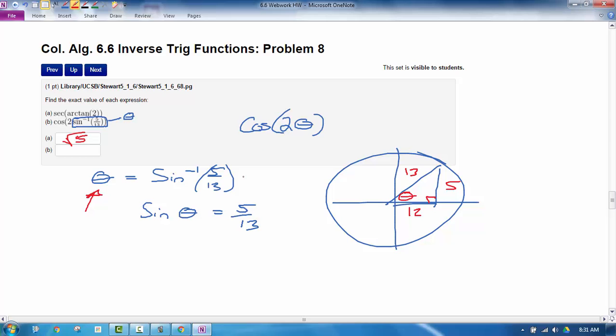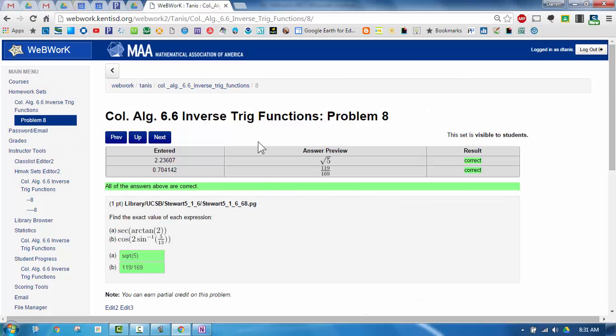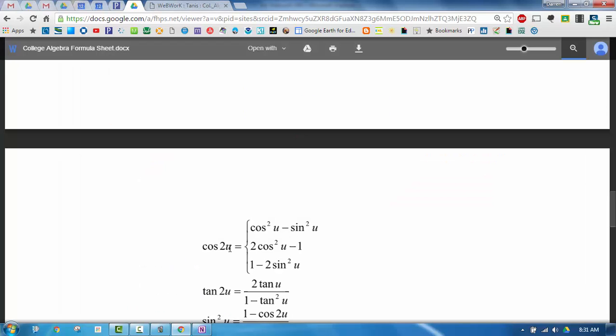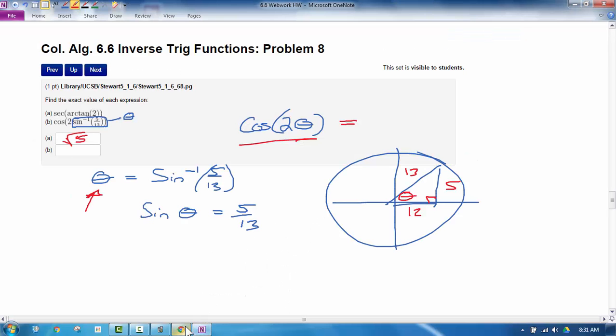Now, I want the cosine of 2 theta. That's on the formula sheet as well. If you scroll down even further in the formula sheet, you'll see these cosine of 2 angles. We're actually not going to use these till next chapter, so I wouldn't put this question on the test yet. But what you would do is use any one of these. I'm going to use the first one, cosine squared of the angle minus sine squared of the angle.